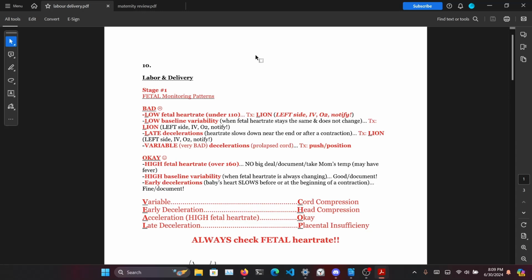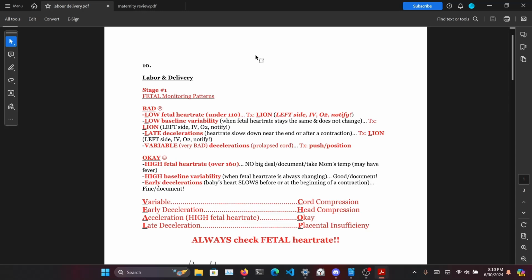Okay, so the normal fetal heart rate is 110 to 160 beats per minute. Anything less than 110 is scary, and you should be worried about it. The first abnormal fetal heart rate pattern is bradycardia. If the fetal heart rate is less than 110 per minute for 10 minutes or longer, you will say the fetus is in bradycardia.